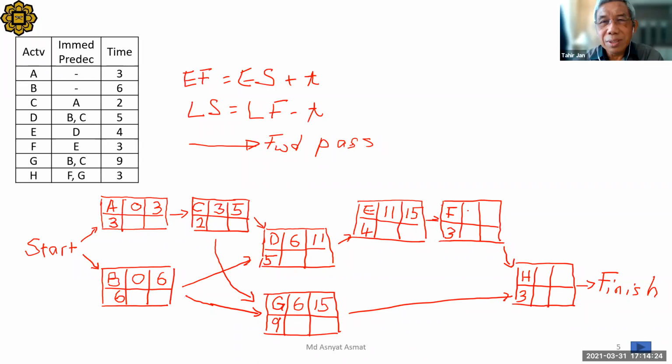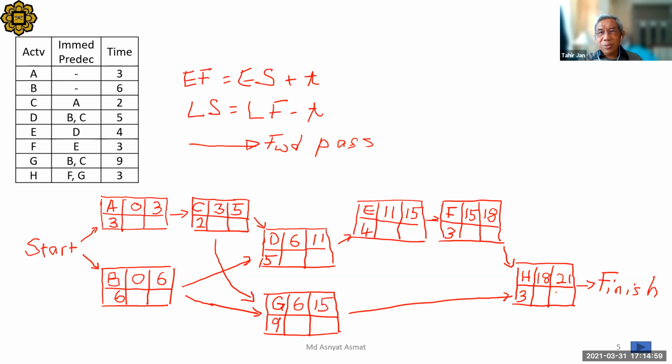F, early start 15, early finish 18. And then H, we have 18 and 21. Any peculiarity on H? We have 2 predecessors. Yeah, I know you know, but we have to be observant. So 18 and 21, we take 21.